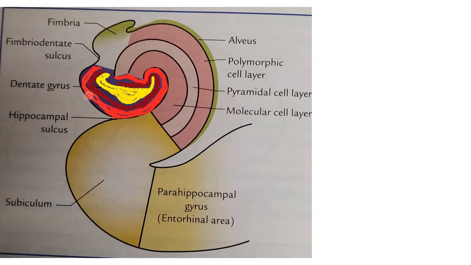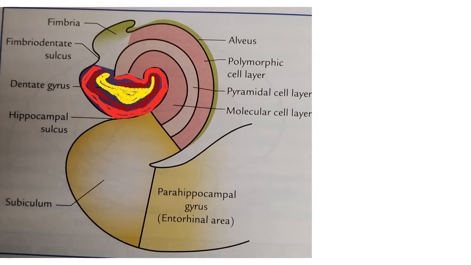So the outer one is the molecular layer. The middle one is the granular layer, and the inner one is the polymorphous layer. The yellow color one is nothing but the polymorphous layer. So the dendrites of neurons of the granular layer are receiving input from the entorhinal area. Can you find this here? The entorhinal area is also called the parahippocampal gyrus.